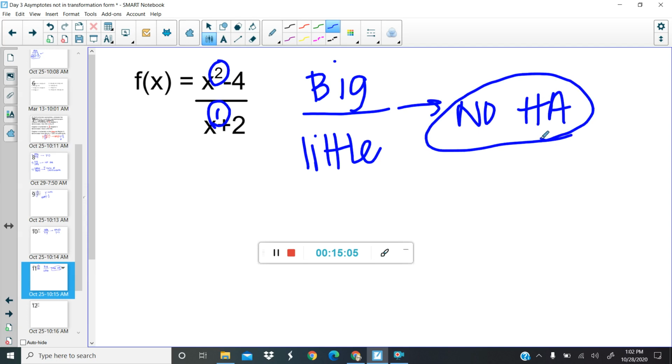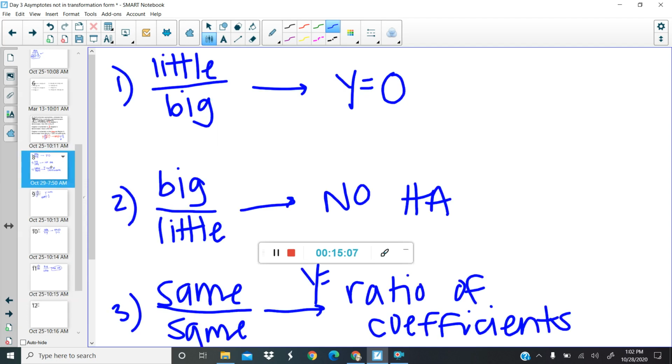The main takeaway for horizontal asymptotes is to remember these three rules. If the degree in the numerator is smaller than the one in the denominator, you have a horizontal asymptote at y equals 0. If the degree in the numerator is bigger than the degree in the denominator, you're not going to have a horizontal asymptote. And if they're the same, then you use the ratio of the coefficients in front of the variables that have that highest degree. And that's all for horizontal asymptotes.